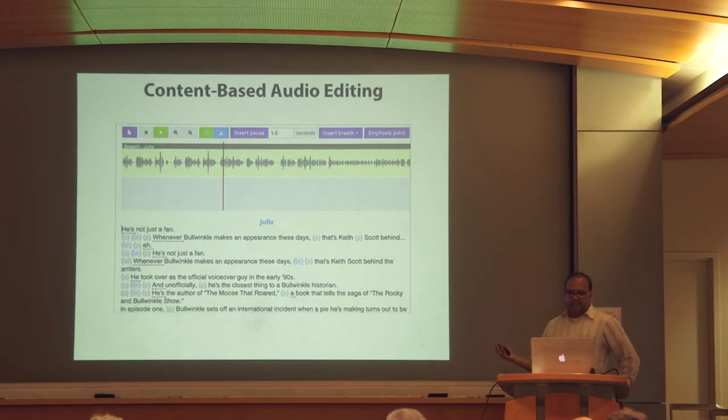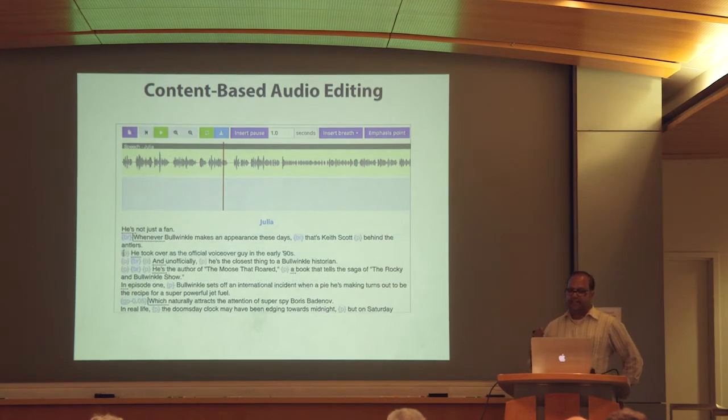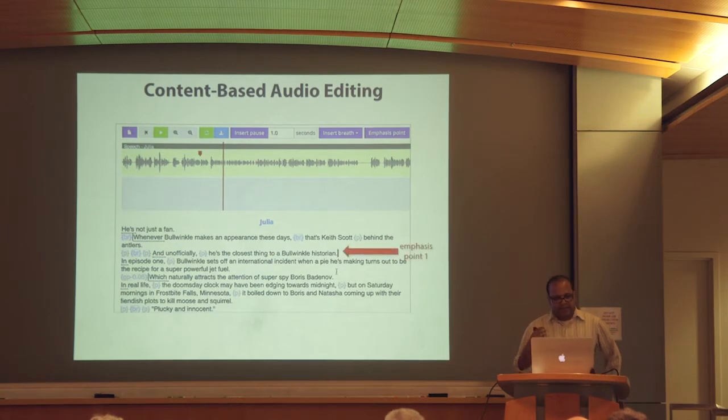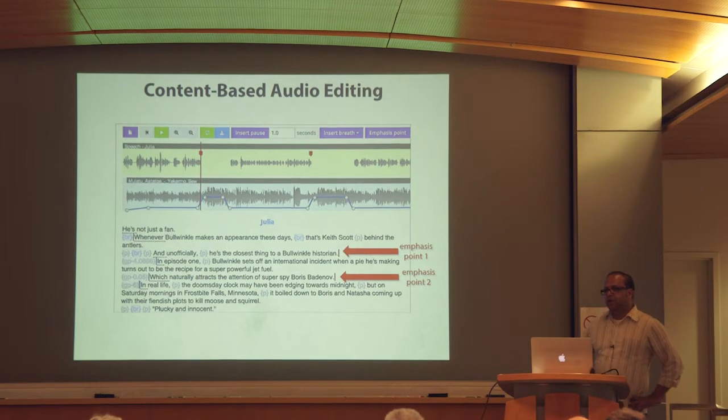So here's an editing session. I start by cutting out some of the speech, some of the mistakes. I then consider several different voicings of a line and choose one. I edit some more. Then I add in an emphasis point, a second emphasis point, and then I ask the system to compose the score.